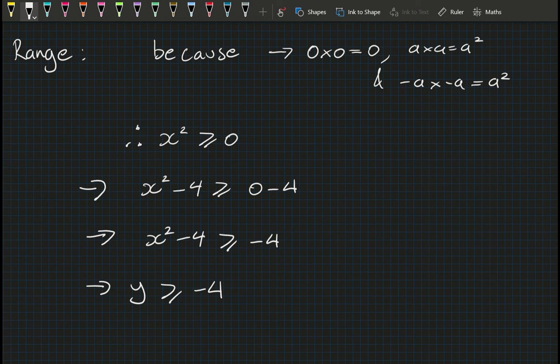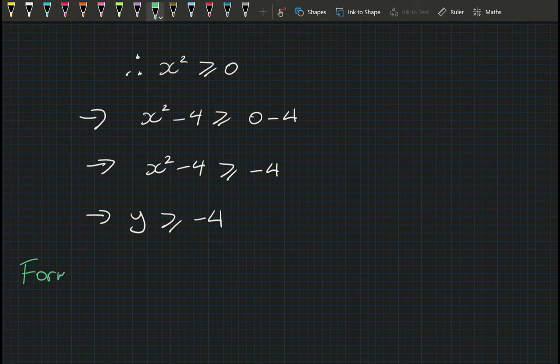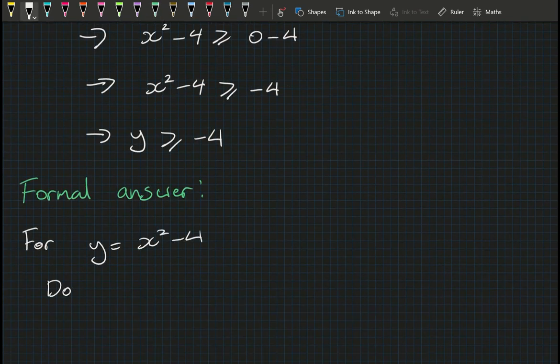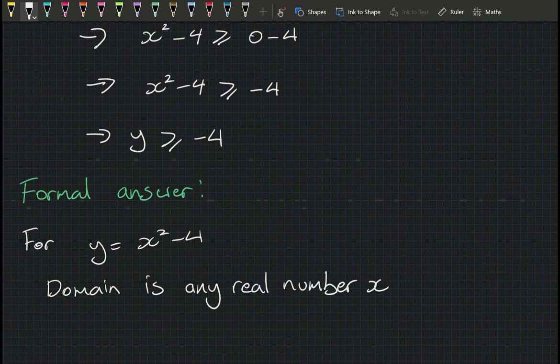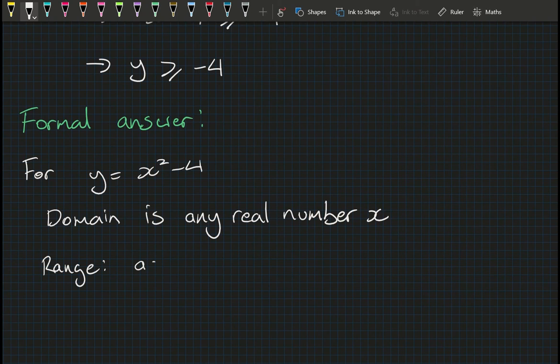Because you can see how I have tried to build up y with how I represent it with x, and that's what's allowed me to establish what the range of this function is. Alright, let's write out the formal answer. For y equals x squared minus 4, the domain is any real number x, and the range is any real number y where y is greater than or equal to minus 4.